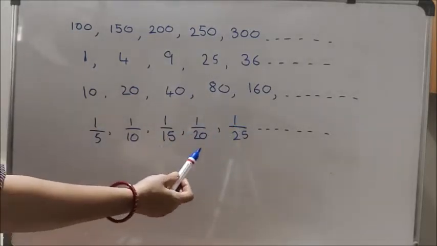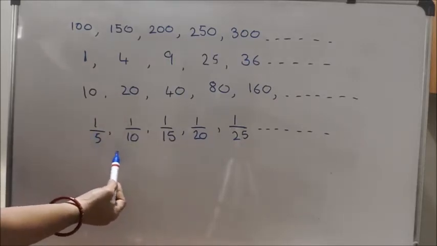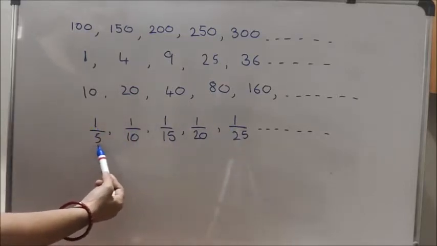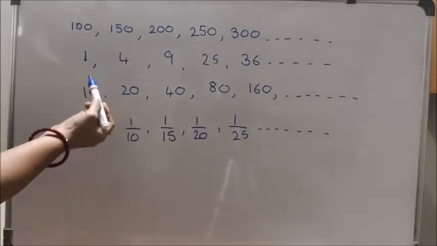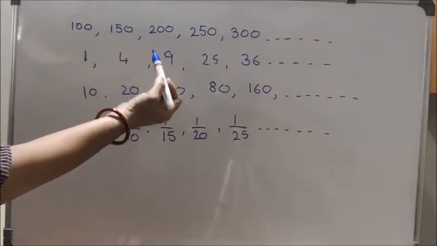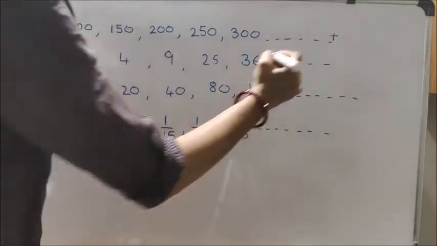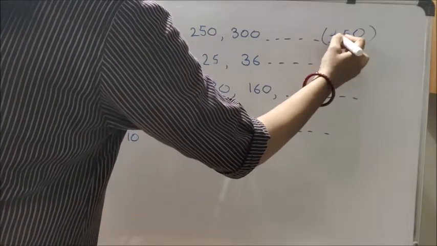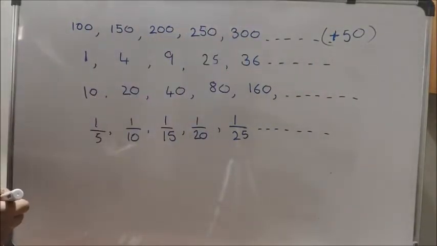And in the last sequence, you can see that the numerator remains the same and the denominators are increasing by 5 every time. So these are the different types of sequences. Now, out of all these, in the first one, every time to get the next term, we have added plus 50. Addition of 50 to get every next term.